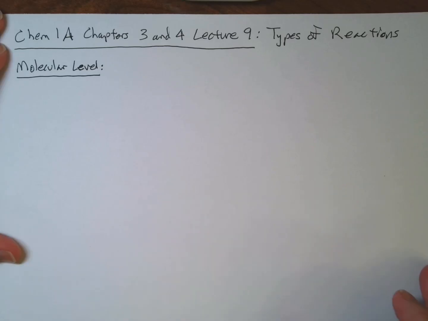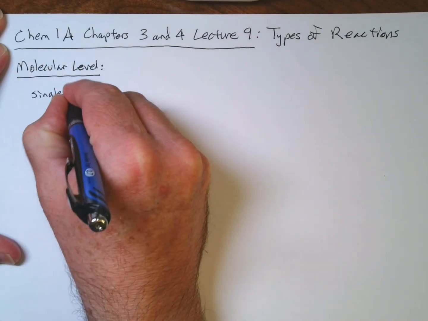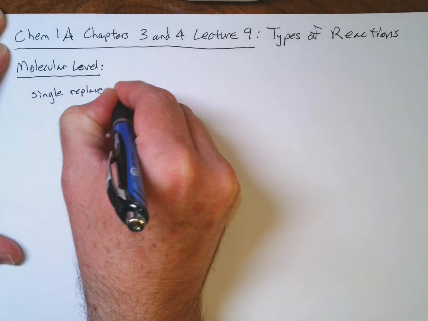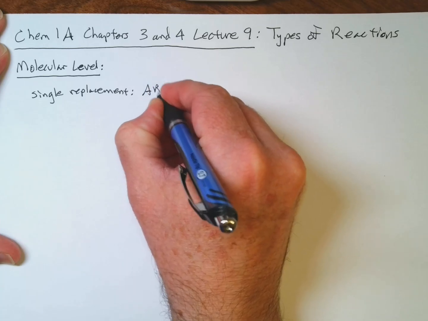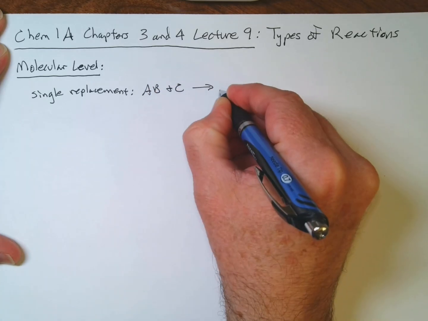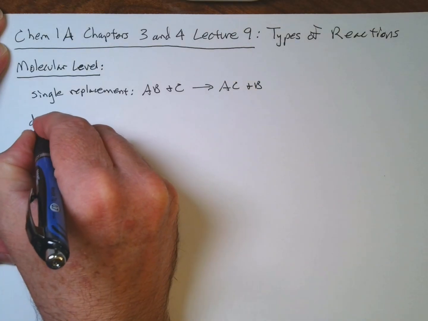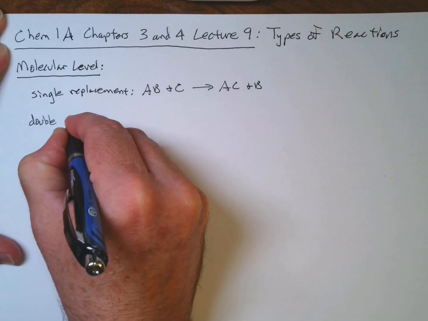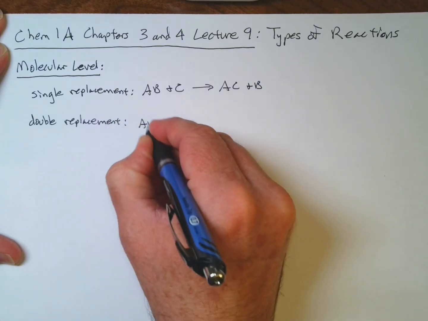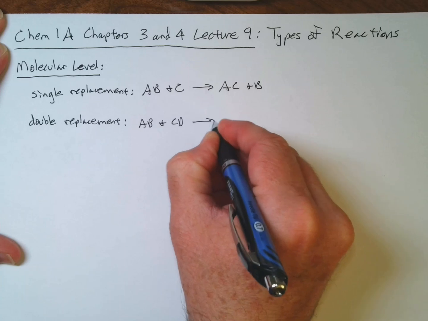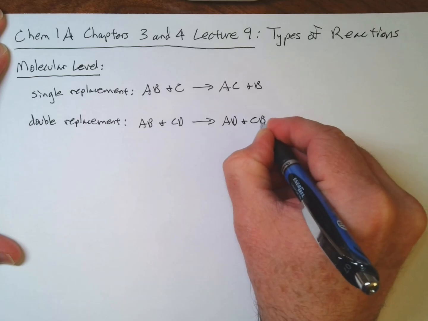So on the molecular level we've seen single replacement reactions, which is where we have AB plus C going to AC plus B. And we've also seen double replacement, which would be AB plus CD going to AD plus CB.